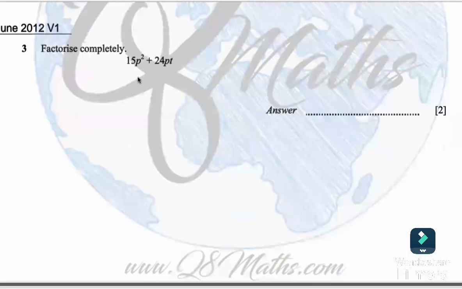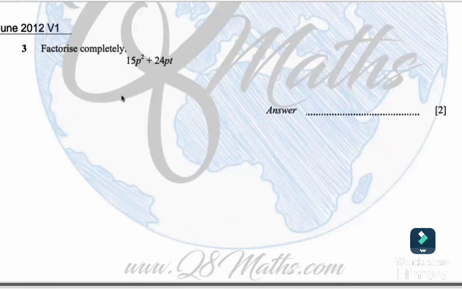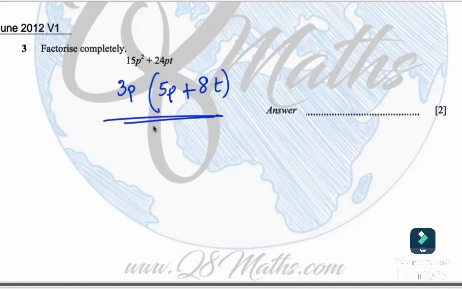So the 15p square plus 24pt. If I look at 15 and 24, I can divide both of the numbers by 3. So take 3 common as well as p square and p. So p is common. So if you take 3, how much are 15 here? 3 5s are 15. 1 p is already out. Therefore, it is going to be p plus 3. How much are 24? 3 8s are 24 and 8. So you can keep your answer in this stage.